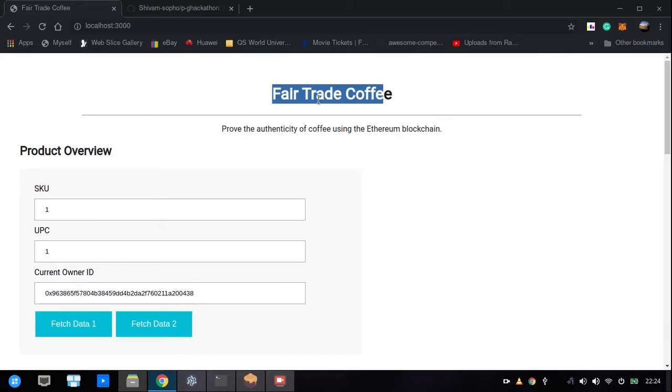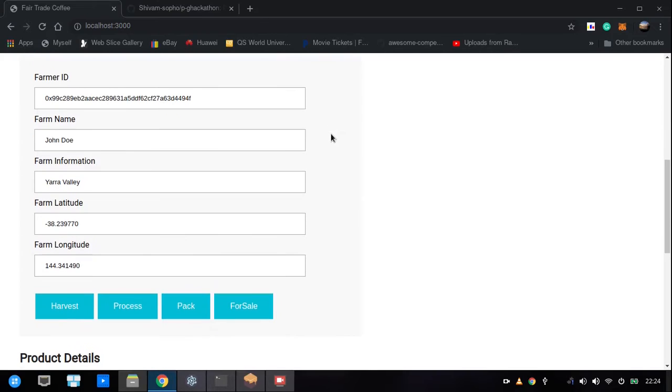Okay, so this is our prototype for this hackathon, to authenticate coffee using the Ethereum blockchain, a coffee supply chain. Basically, number one, there are four players in this: the first is the farmer, the second is the distributor, the third is the retailer, and the fourth is our customer. We need to trace the whole tracking of how the coffee is made, from the farm to the end customer. That is our end goal.